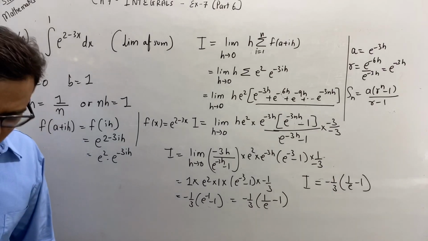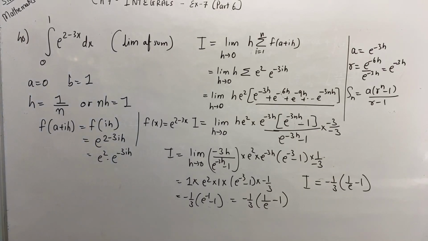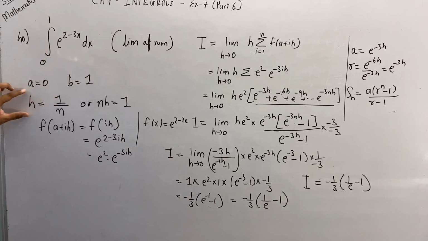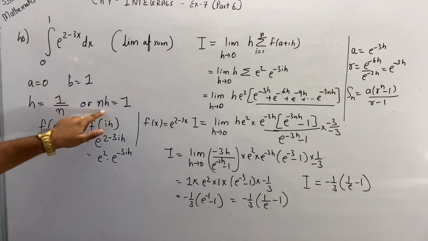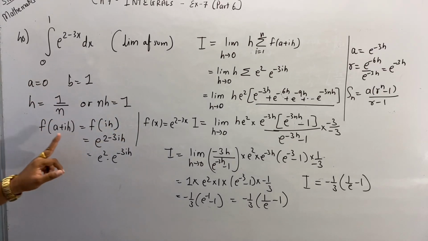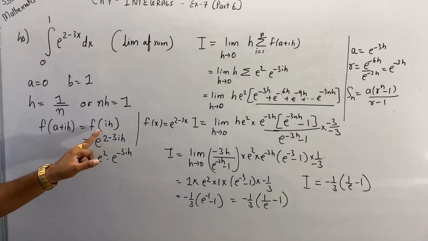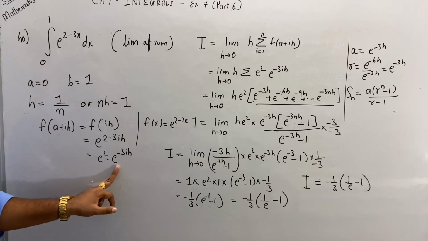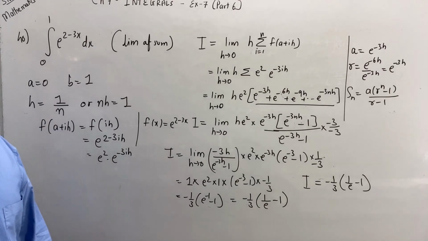So again, remember this sum we did as the limit of a sum. Clear? So let me solve it once again. Let me show you. I have taken a as 0 and b as 1. So h equal to 1 by n, so nh is equal to 1. f of a plus ih is equal to f of ih, because a is 0. So I got e squared into e raised to minus 3ih.